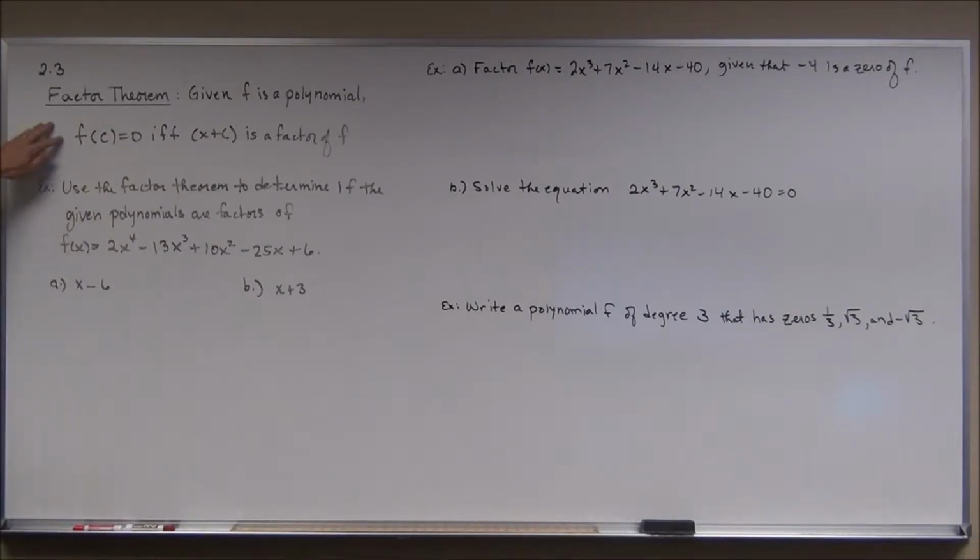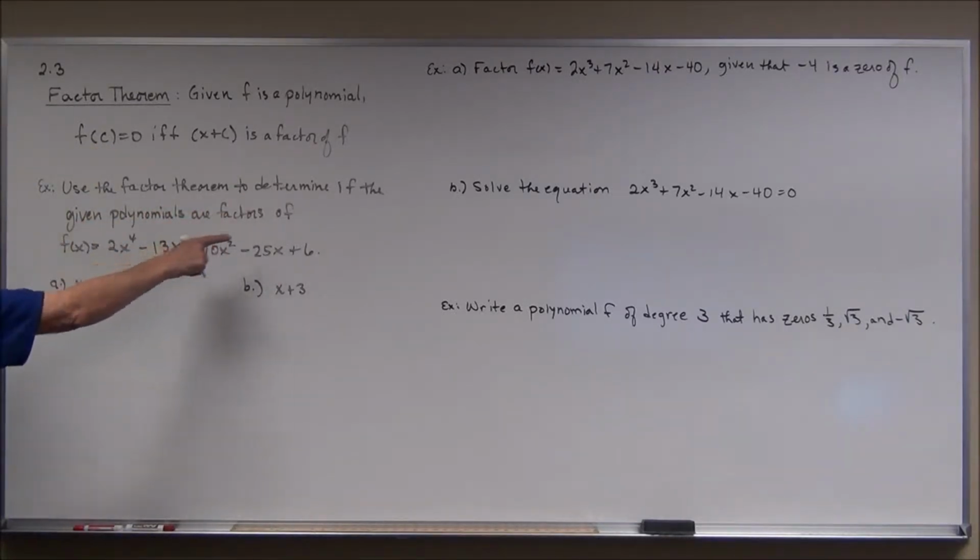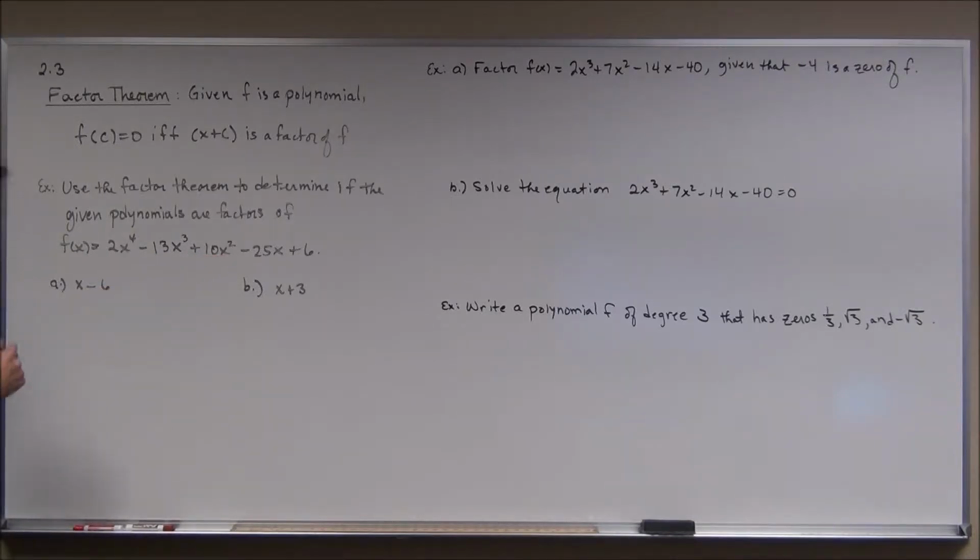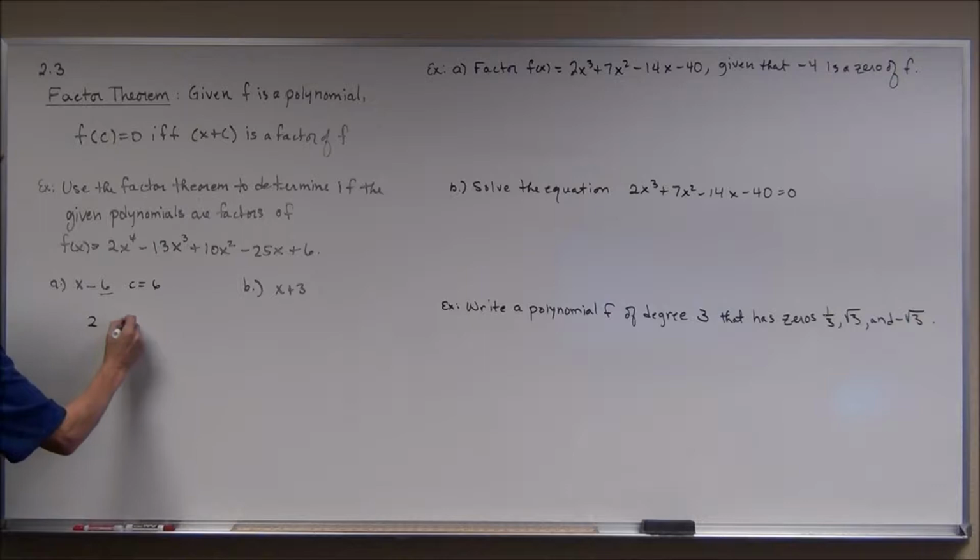And what this is telling me is exactly what I need to determine if I have factors. That's what this first example is. If the remainder is 0, because remember from the remainder theorem, this is the remainder. So use the factor theorem to determine if the given polynomials are factors. So I'm going to find f of, my c value here is 6. I'm going to use synthetic substitution because I think that's more efficient. Fortunately, my polynomial is in descending order, no missing terms, no placeholders.